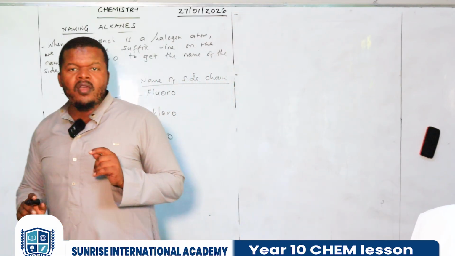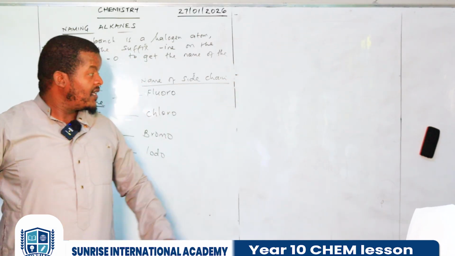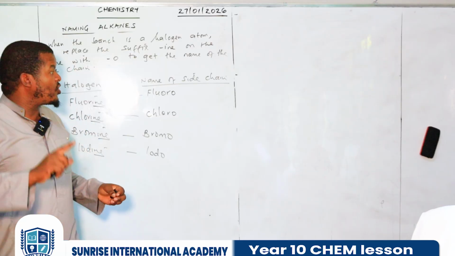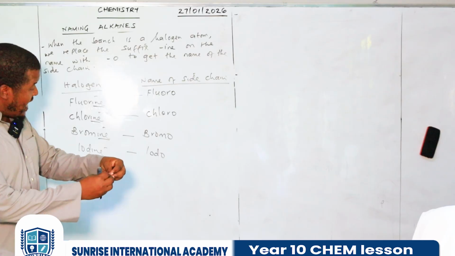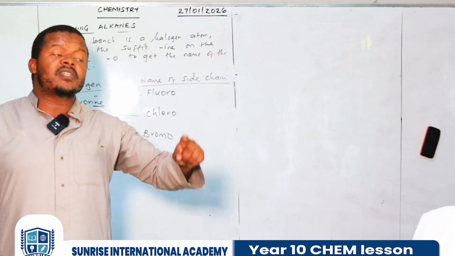Rule number one, remember, we have identified our longest continuous carbon chain. It doesn't have to be straight, it can be crooked so long as it's continuous. Two, we have identified any branch, any side chain from the longest continuous carbon chain.